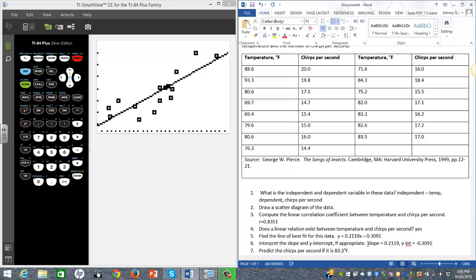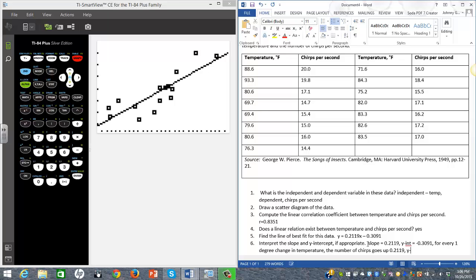And it says interpret them if appropriate. So the slope is the change in the dependent variable over the independent variable. So this says for every 1 degree change in temperature, the number of chirps goes up 0.2119. And I say it goes up because 0.2119 is positive. If it were negative, then that would imply that the chirps were going down. But this is for every 1 degree change in temperature, the number of chirps goes up 0.2119.